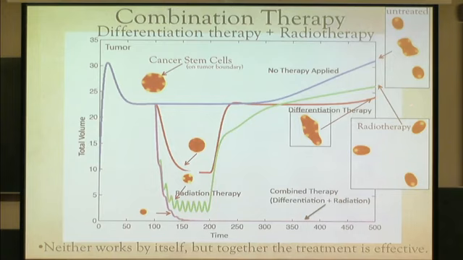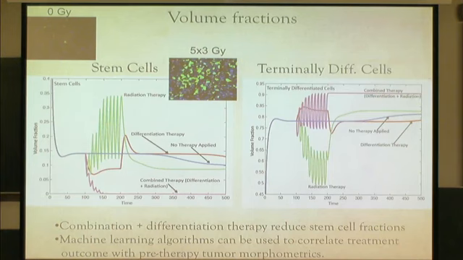But if you combine the therapies, that's this purple curve, you can actually drive it right down to 0. And that's very unusual with a continuum model. It will never come back. And so you take two therapies, neither works by itself, but together it works. And the reason it's working is the following.